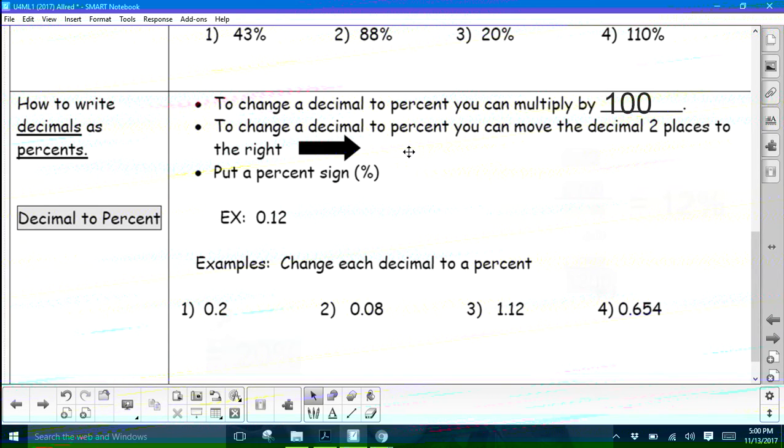To change a decimal to a percent, you can move the decimal 2 places to the right and put a percent sign next to it. So for example, if I was doing 12 100ths, just like that, then I could do 12 100ths times 100.